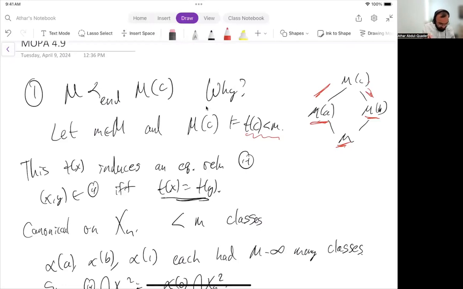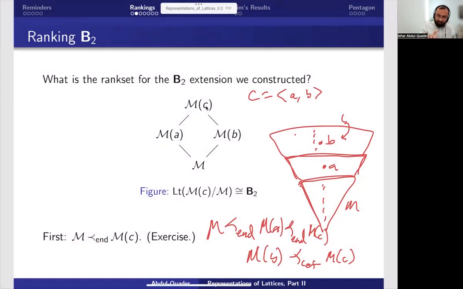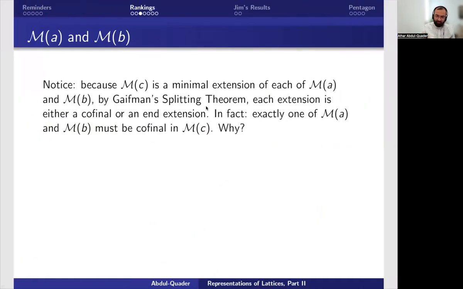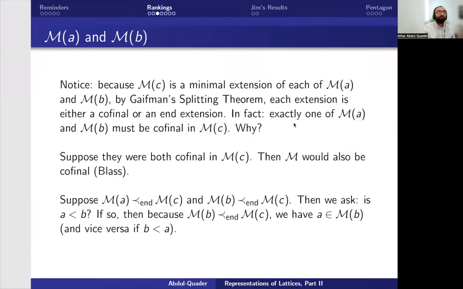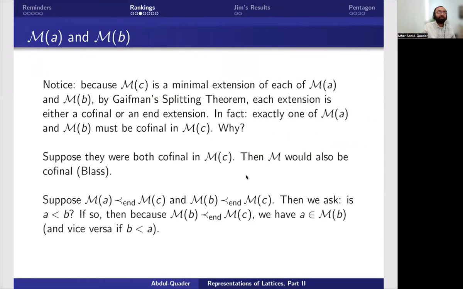What else do I want to do here? Oh, so let me switch back over. So okay, I think I just summarized this. This is exactly what I just said to Roman's question. Because m of C is a minimal extension of each of those, each one has to be a cofinal or end extension, and then I'm summarizing that exactly one must be cofinal. If they were both, then m would also be cofinal, and if they were both end extensions, that can't be because of the definition of ranking.